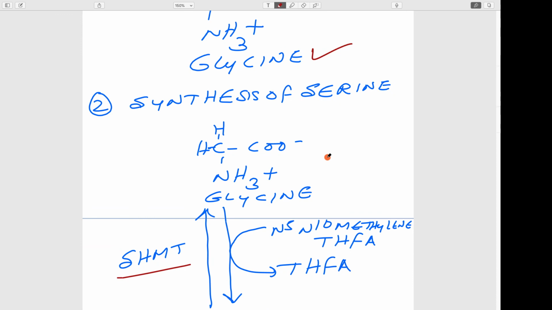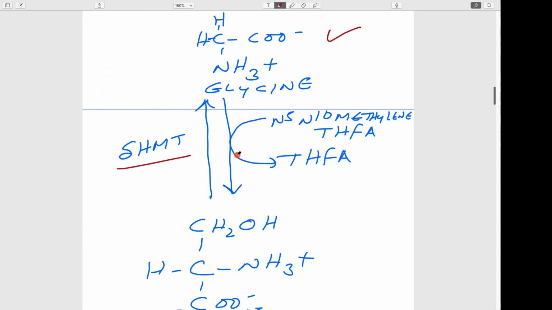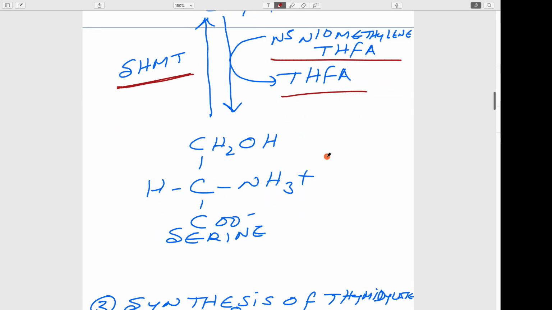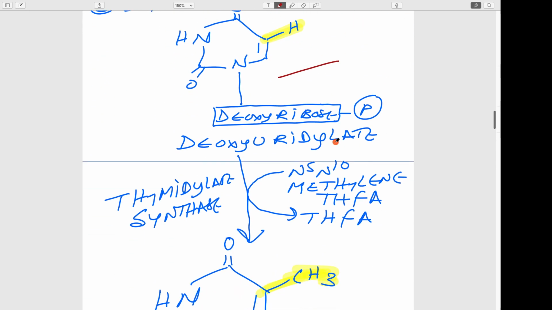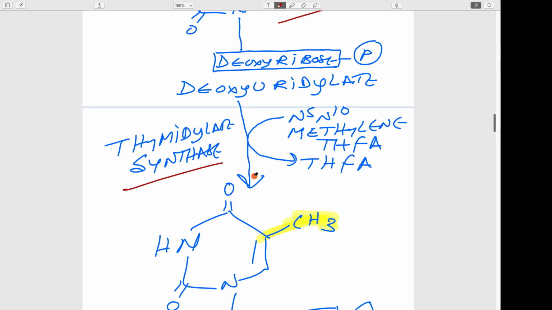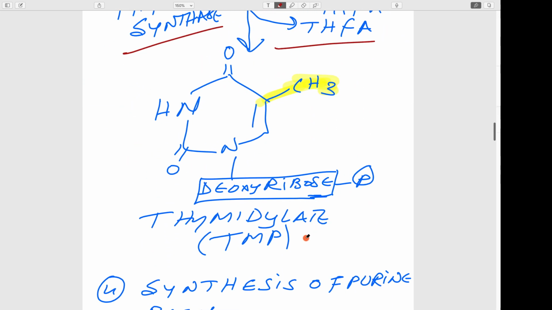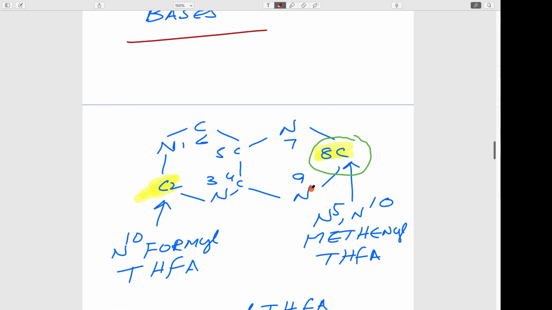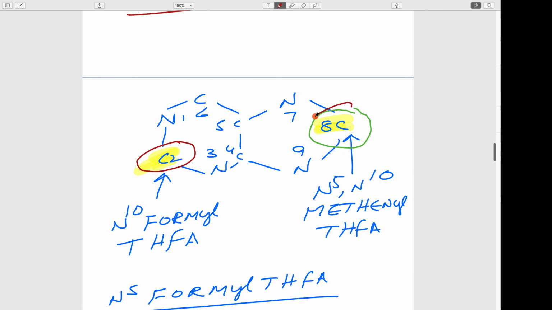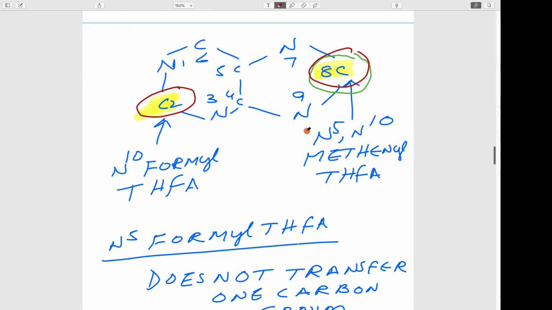The next reaction is synthesis of serine from glycine by serine hydroxymethyl transferase, where N5N10 methylene THFA leads to THFA and serine. Then synthesis of thymidylate from deoxyuridylate: by thymidylate synthase, methylene THFA is converted to THFA and TMP is formed. Then synthesis of purine bases: C2 of the purine is supplied by N10 formyl THFA, and C8 is supplied by N5N10 methenyl THFA.